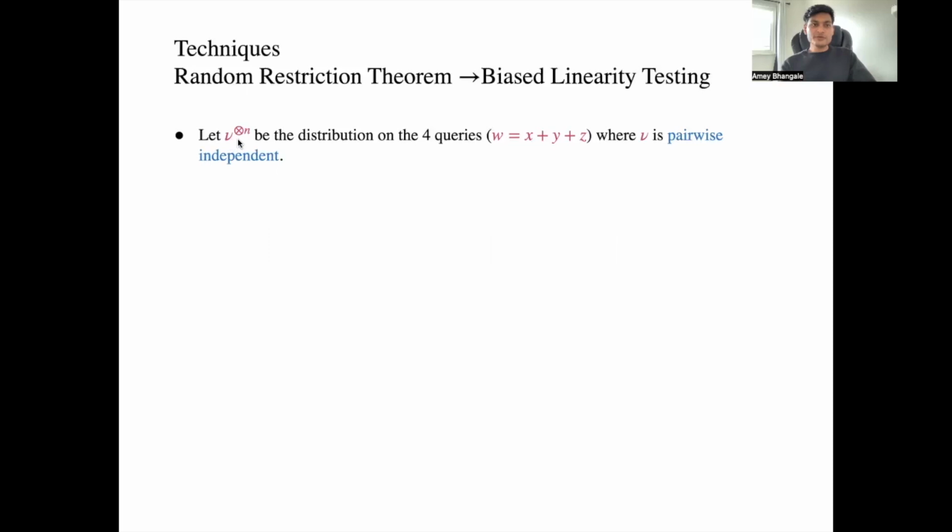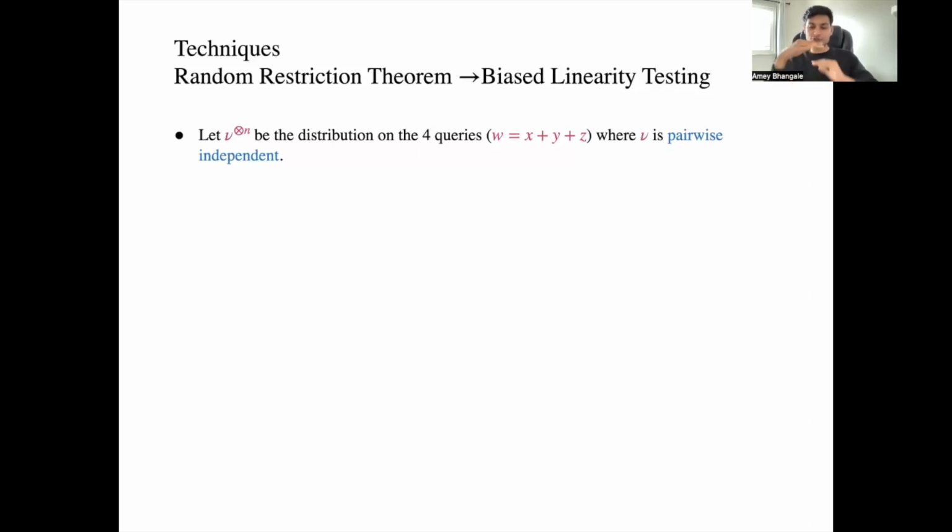So let mu to the n be a distribution of the four queries, where the fourth query is the addition of the first three queries. So mu is really a distribution on four bits. You tensor it n times, and that gives you four queries, x, y, z, and w. And for technicalities, we also need the distribution mu to be pairwise independent. Because of this, our test only works for p in 1/3 and 2/3.